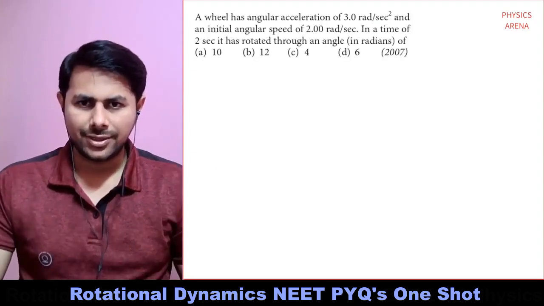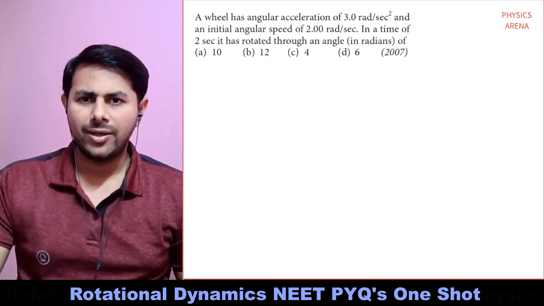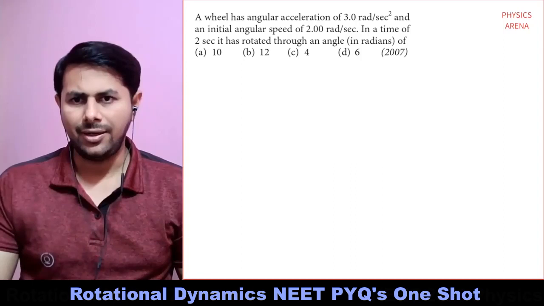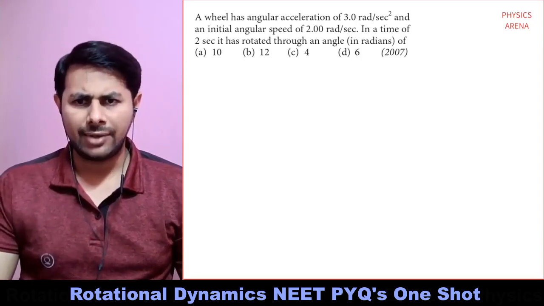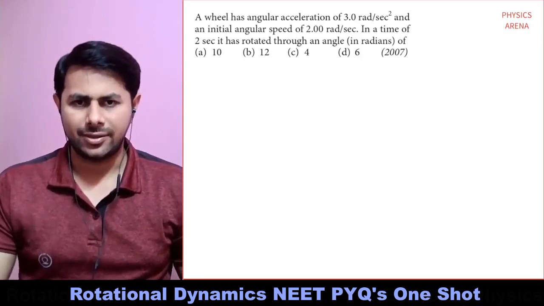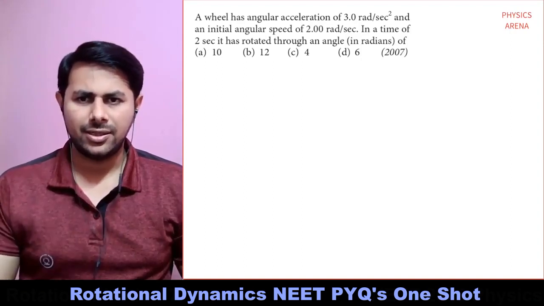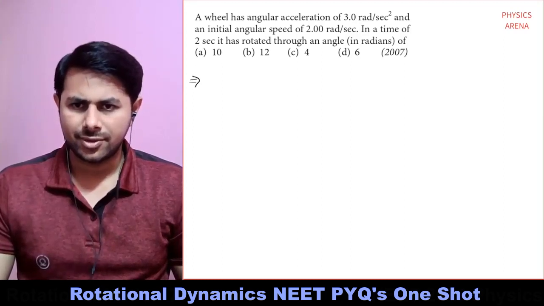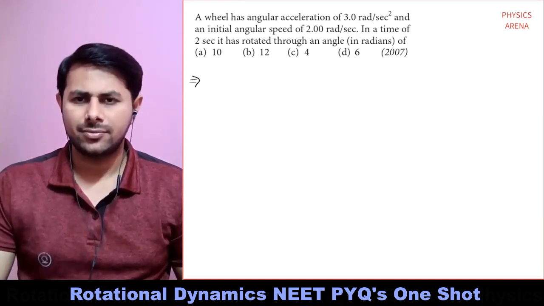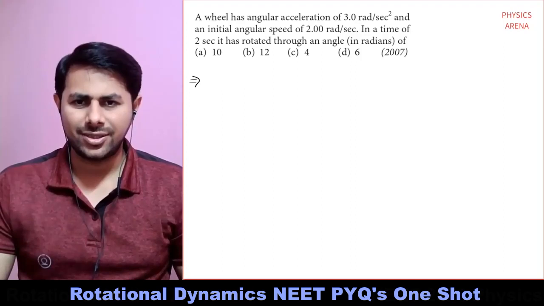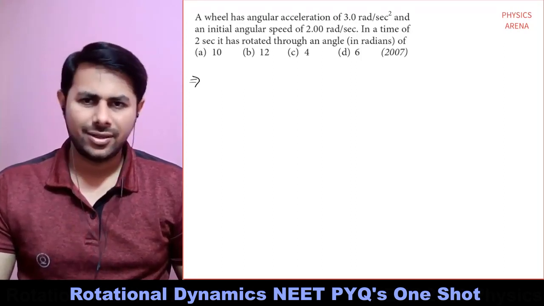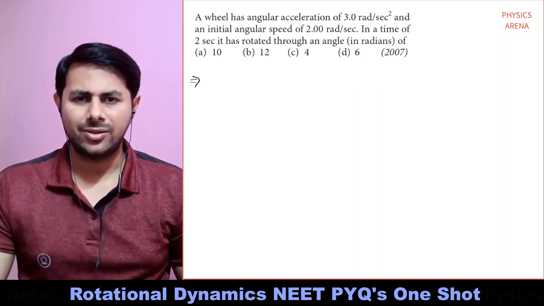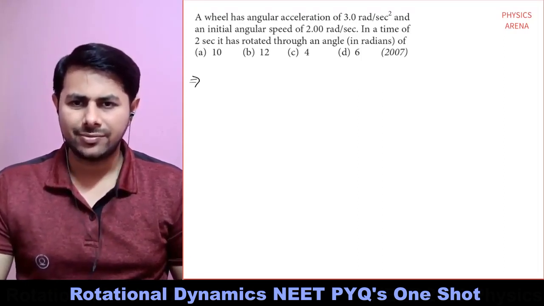Next question. A wheel has angular acceleration of 3 radians per second squared and an initial angular speed of 2 radians per second. In a time of 2 seconds, it has rotated through an angle of, tell me. Angular acceleration is given, initial angular speed is given, and time is given. So this is the second kinematic equation.